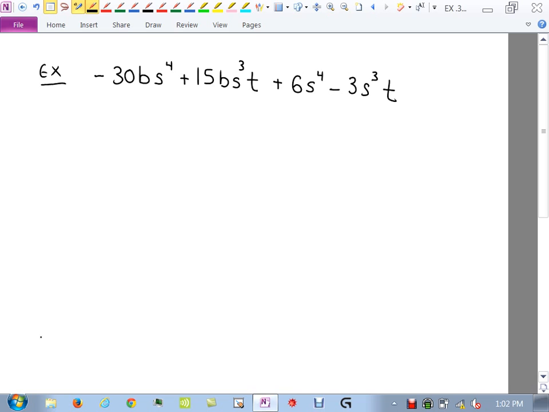S. Good, you caught it. We have an S to the 4th. We have an S cubed. We have an S to the 4th. We have an S cubed. So how many S's do we have in common? S cubed, right?